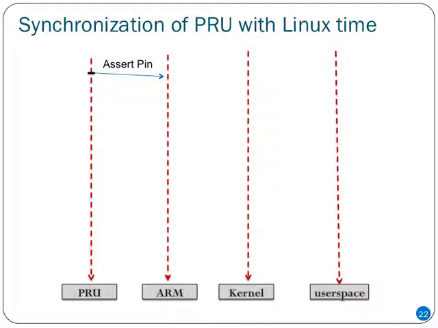So we will connect physically one pin from the PRU side to the ARM side and assert this pin. This is like a common event. So what do you expect me to continue? What do you need from me now to do time synchronization, given that I will do this assert pin? Can anyone guess? What's time synchronization?